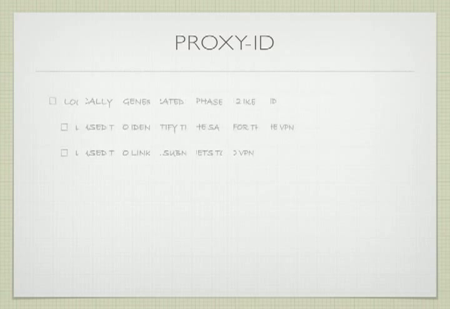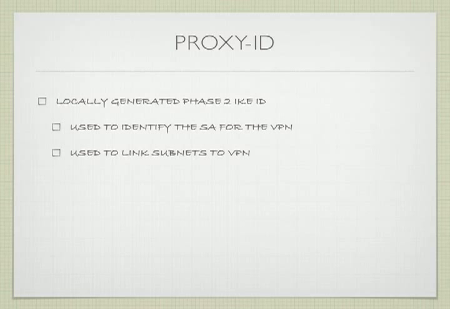Proxy ID is a locally generated phase 2 IKE ID. These are used to identify the SA for the VPN, and they are also used as a preliminary access control list for the remote and the local network subnets. You can have multiple proxy IDs involved in an IPSEC VPN tunnel, and what they do is identify the remote and local networks that are permitted to talk to each other.